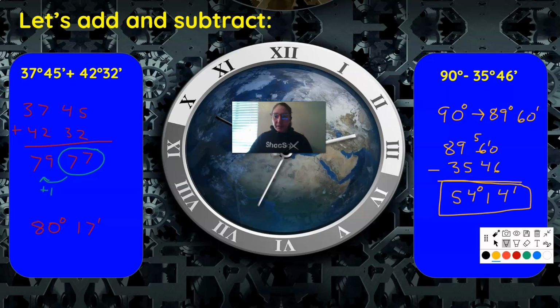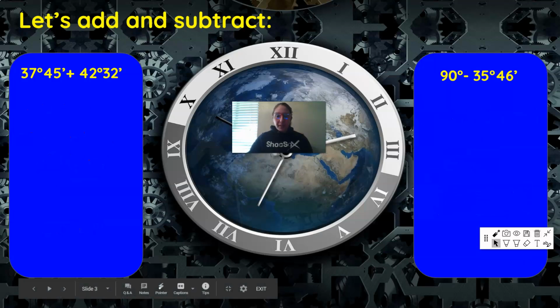as our answer here. So again, all we did was we just transformed 90 into terms of 89, 60. Okay, so this is kind of the trick right here when you're doing subtraction. So keep this in mind, right? Again, it's a little different than decimals because of this base 60.